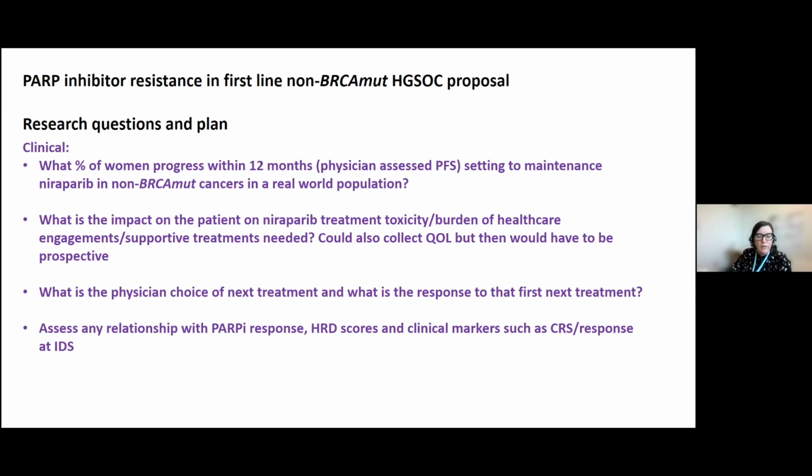So these are the research questions and plan for this proposal. We're hopefully going to be looking at what percentage of women do progress in the real world setting within 12 months, and what's the impact on these women on that treatment in terms of their burden of tests and side effects, because this is important, and this may need to include quality of life data collection as well. What's the physician choice of next treatment? We want to collect that, because that's going to be important to know, and what would be the response to that treatment. And then also to look at any relationship, in the absence of an HRD test, of PARP inhibitor response, such as clinical markers and CRS scores.